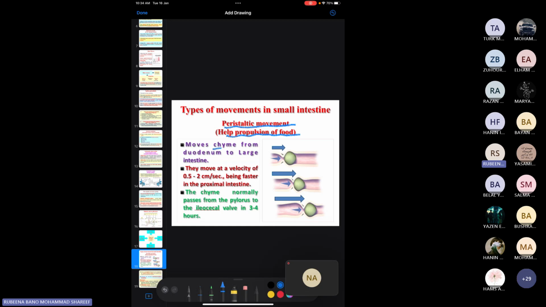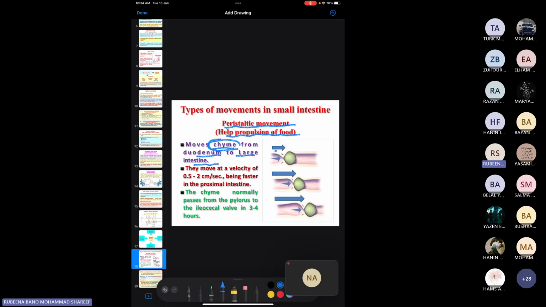Do you know what is chyme? Chyme is the food which we eat. When it enters the stomach, it is chopped, and through the mixing movement, it becomes semi-solid. It is like a paste. So this paste is called chyme. It moves from duodenum to large intestine.